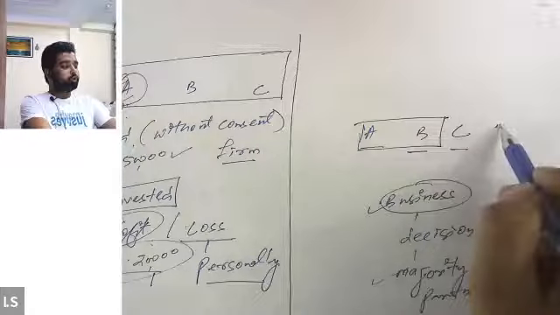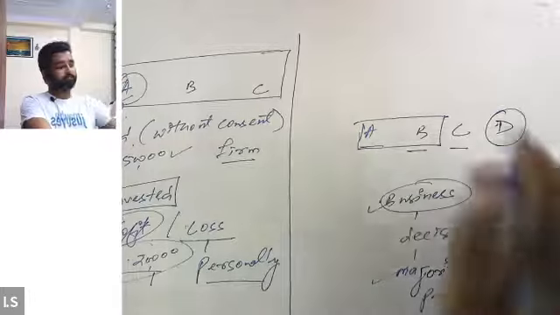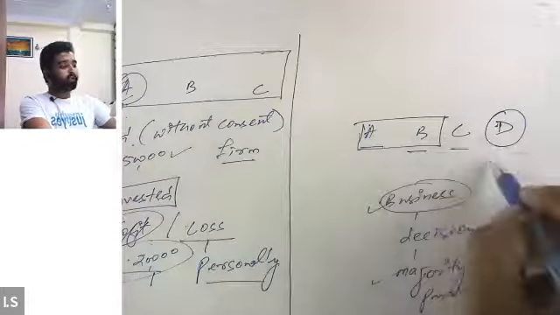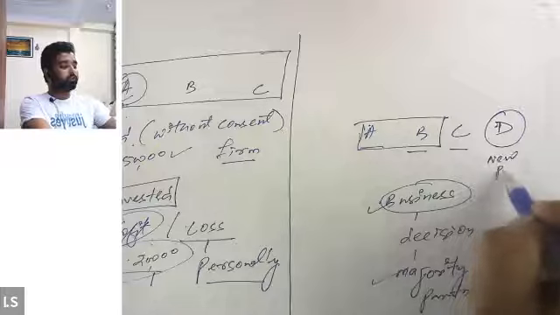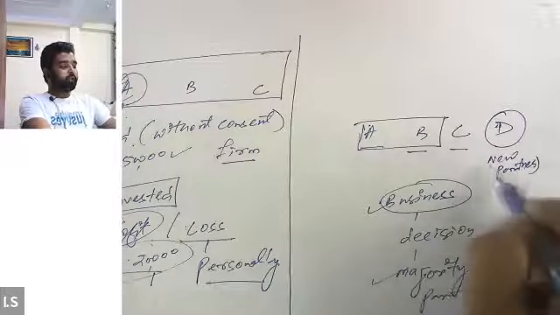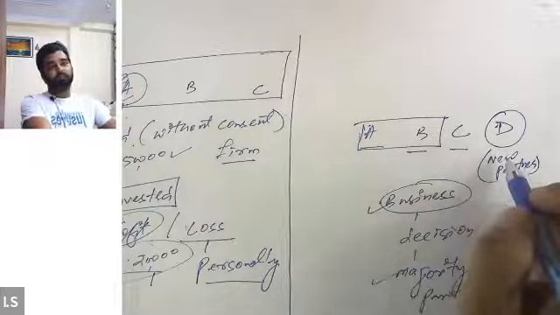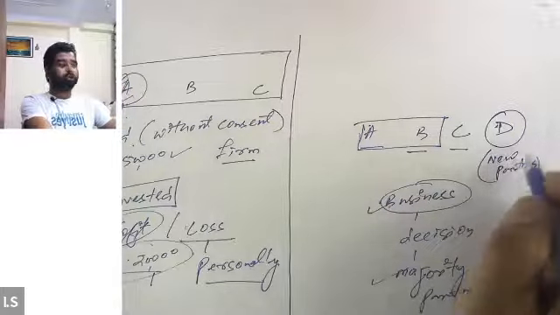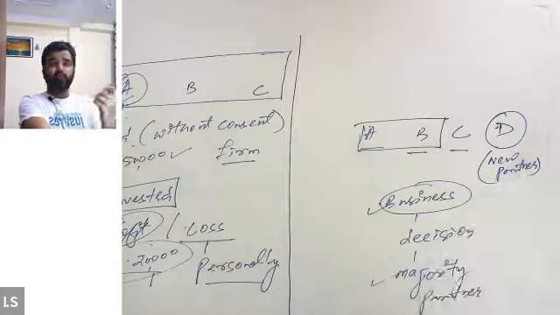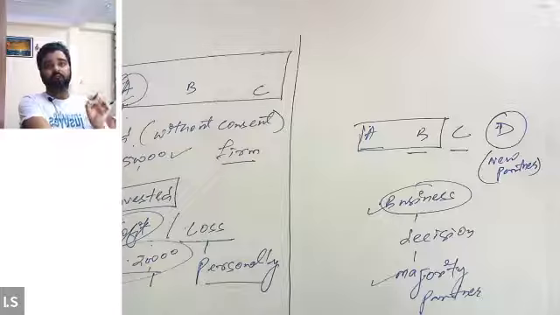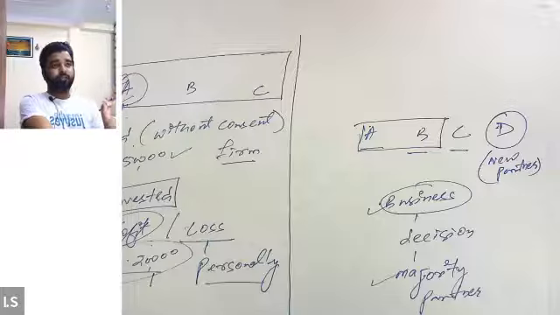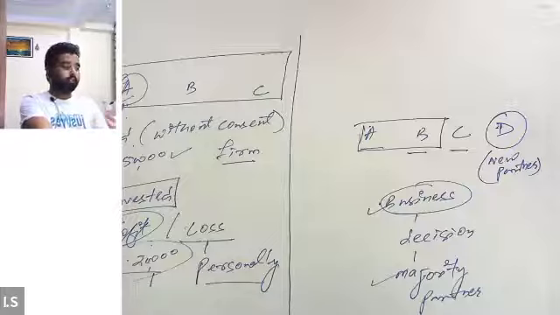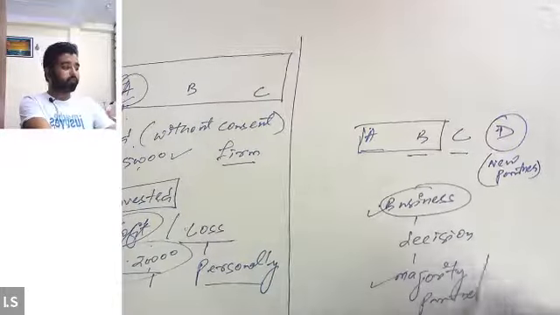But if we want to enter a new partner, let's suppose A wants to introduce a new partner, this is a new partner D. In order to introduce a new partner, majority consent is not applicable. We need to have the consent of all the partners. In this case, majority consent will not be applicable. If we want to introduce a new partner, then we will have to take the consent of all the partners.